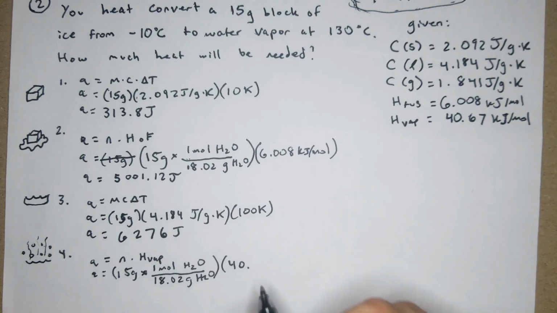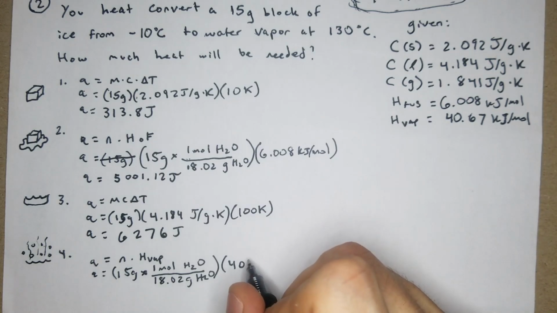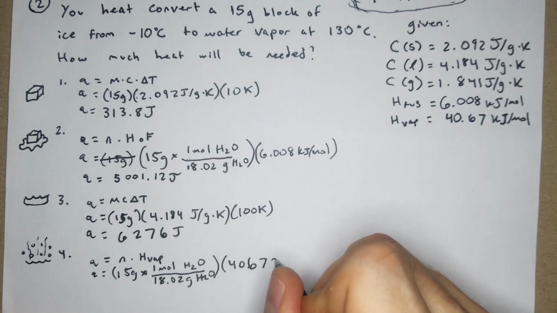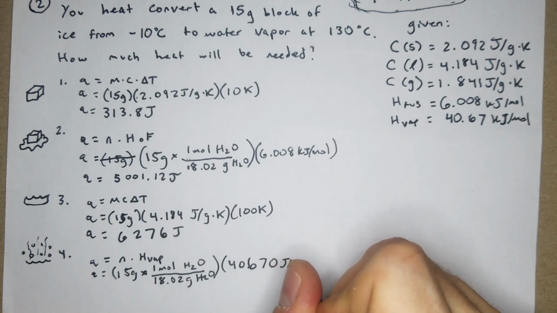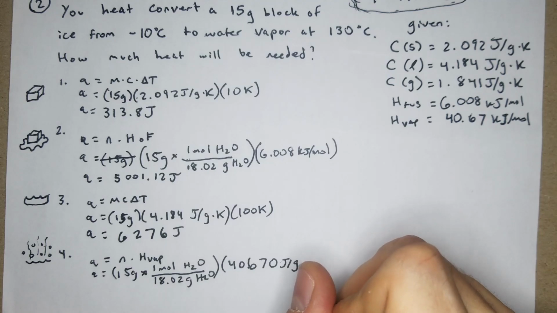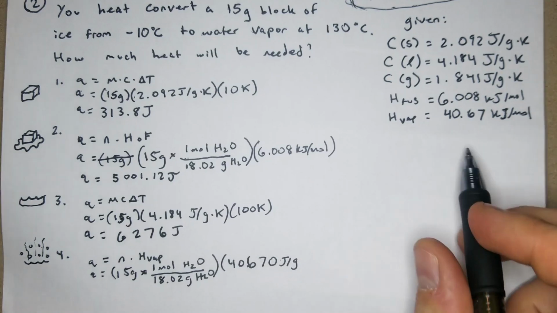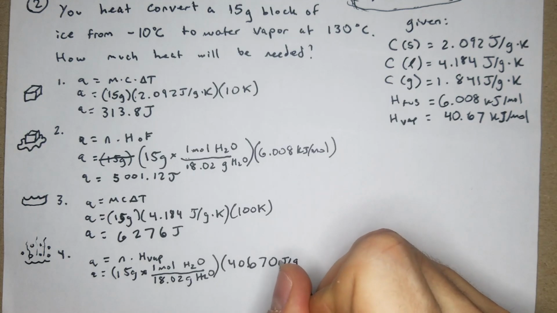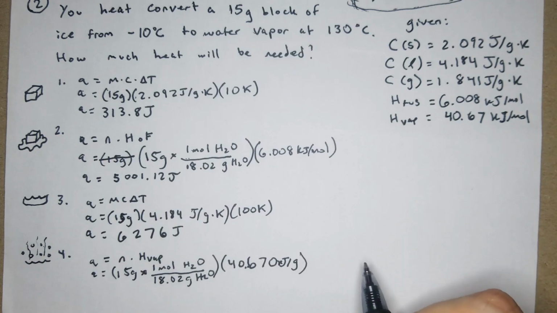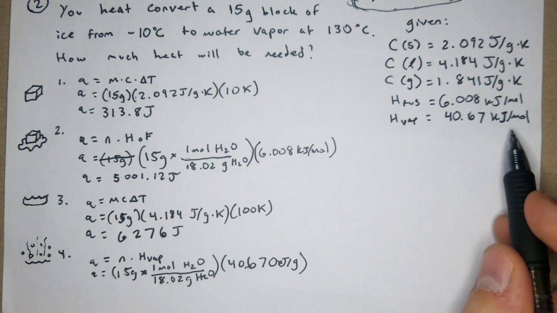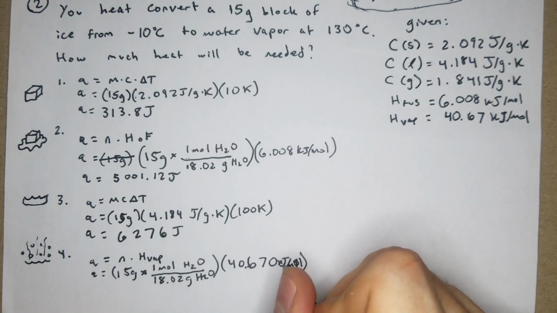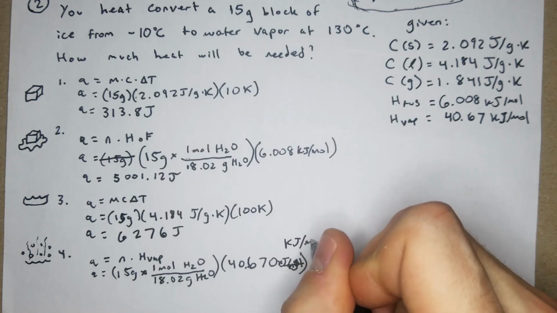Actually, yeah, if we wanted to, we could do 4,670 joules times, oops, what am I doing here? So we have the heat, we have 40.67, that should be kilojoules times grams. Whoops, 40.67 kilojoules per mole, my bad. Oof, that's really messy.